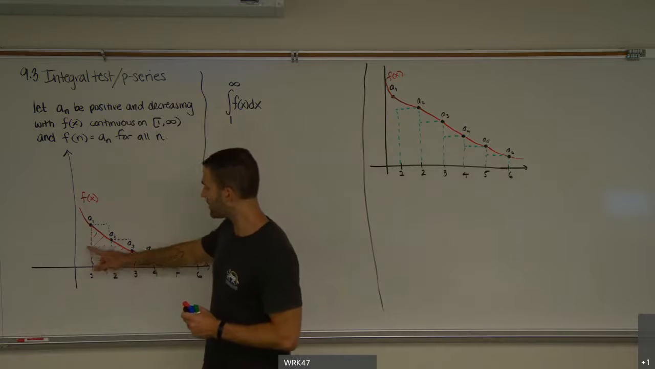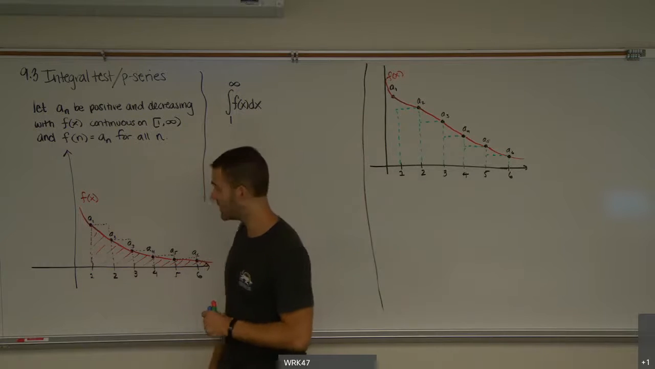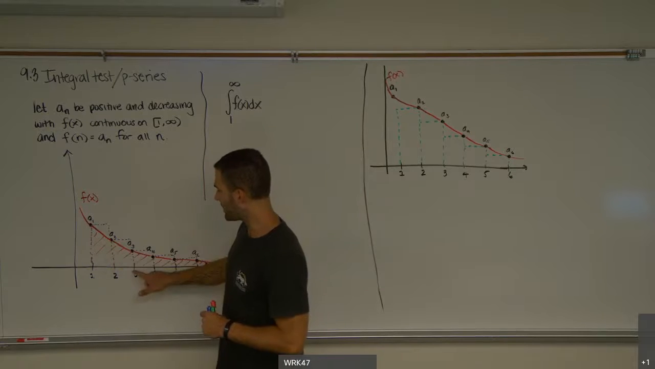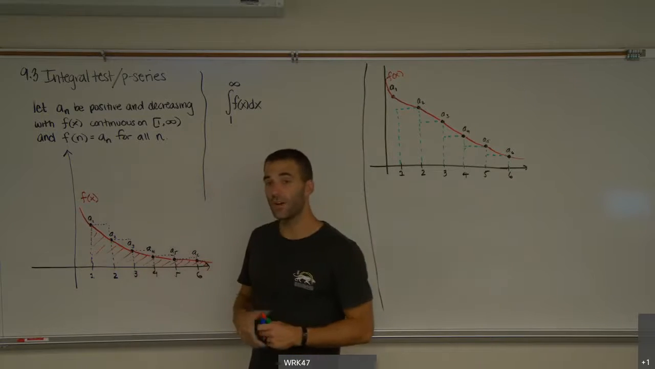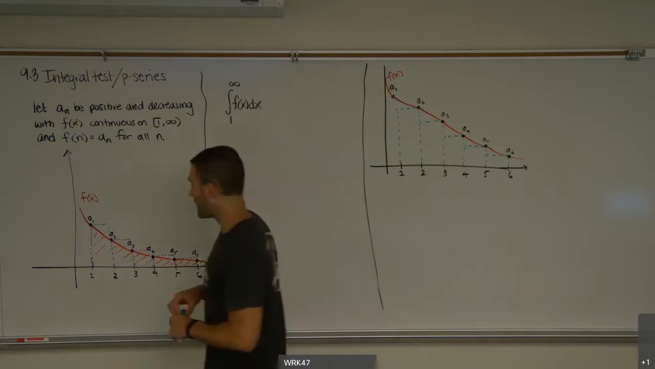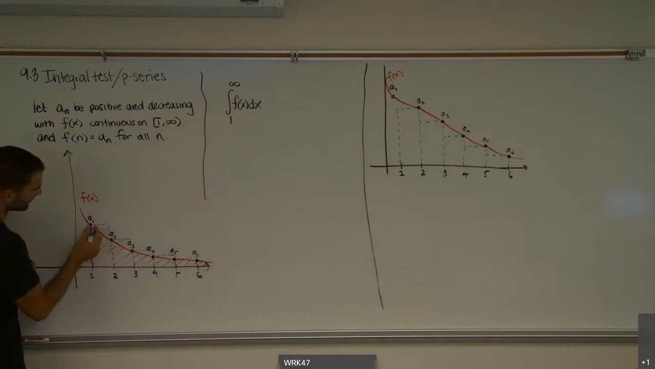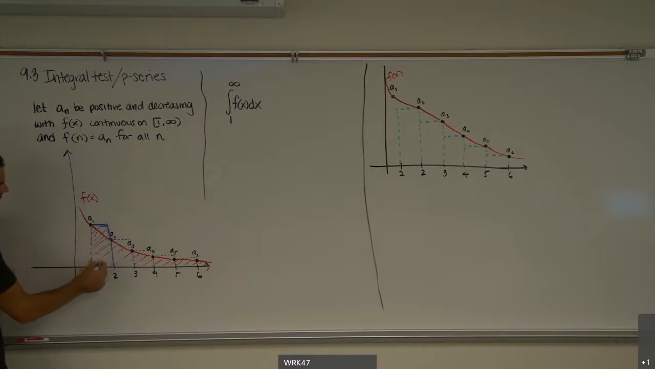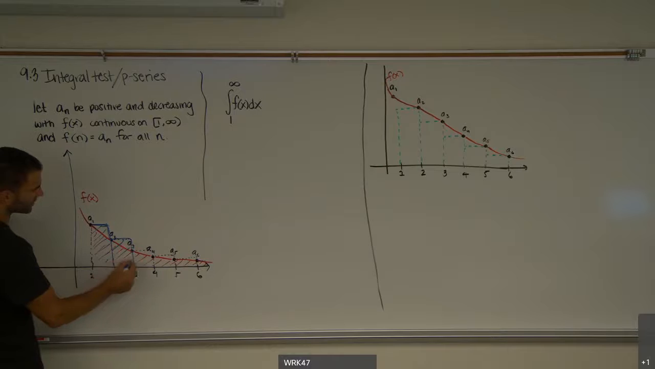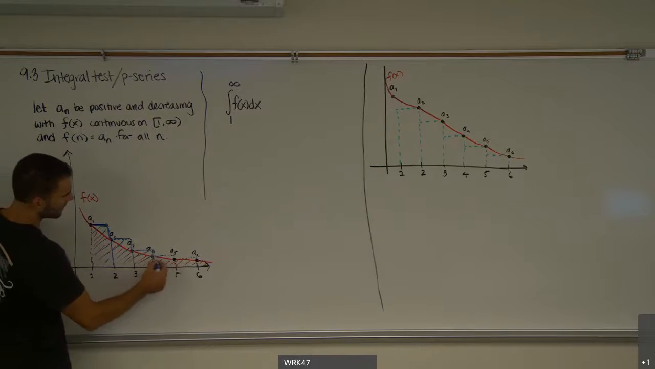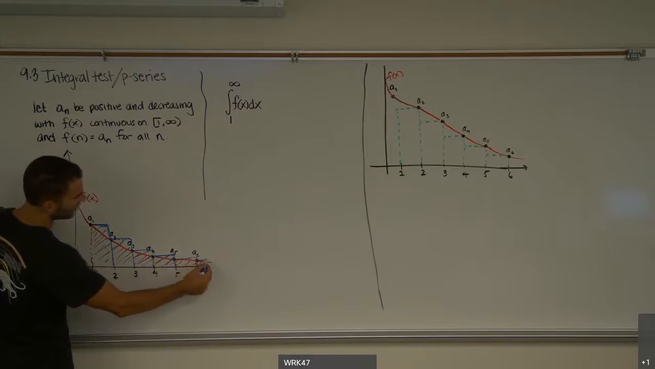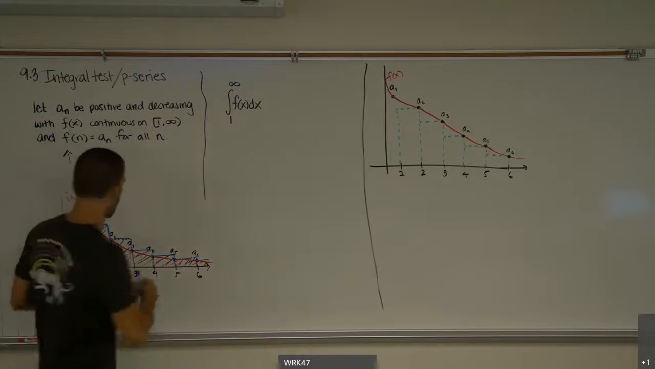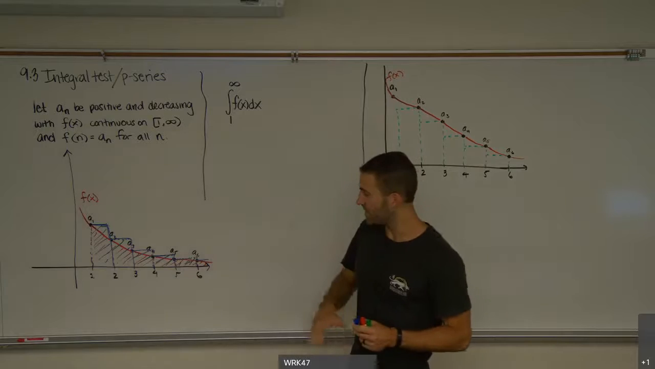And so that means the height of the first rectangle is A1, the output of the sequence at 1. The height of my second rectangle is A2. The height of my third rectangle, A3, A4, and so on. And so if we actually look at the areas of these blue rectangles, well, one, you notice that the area of the blue rectangles is always larger than the area of the red. And so if I were to add up all the areas of the blue rectangles, whatever that sum is would be greater than whatever the red area is, because these rectangles are always above it.